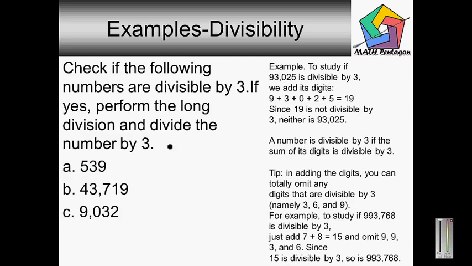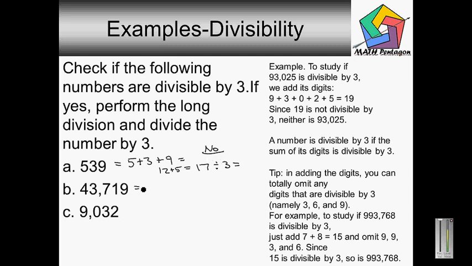Okay, we want to check if the following numbers are divisible by 3. If yes, perform the long division and divide the number by 3. So we would basically add up the digits 5, 3, and 9. So 3 plus 9 is 12, plus the 5 is 17. Is 17 divisible by 3? No. So no, it's not.